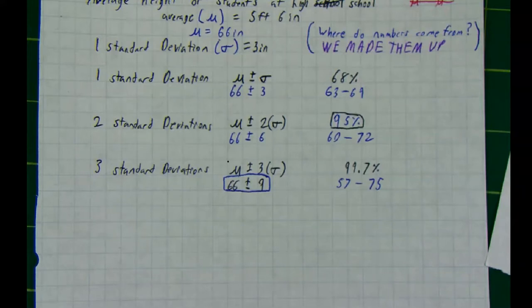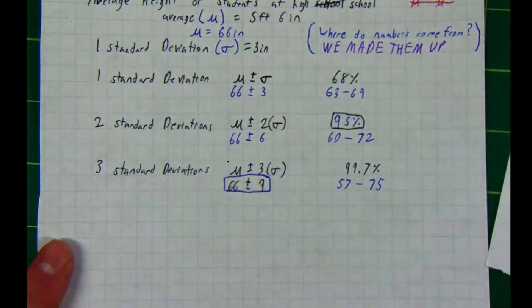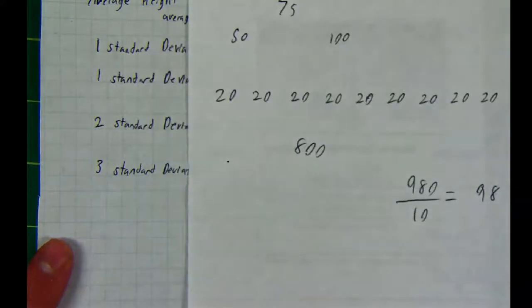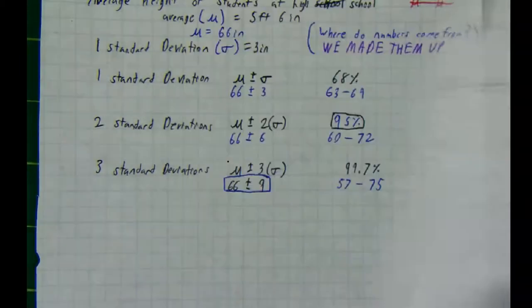Why 99.7, not 100? Because there's always people that are a little bit taller or a little bit shorter. There's always what we call outliers, data values that lie outside the norm. This is how standard deviation works. It takes the average and it takes into account how far the values deviate outside the average.